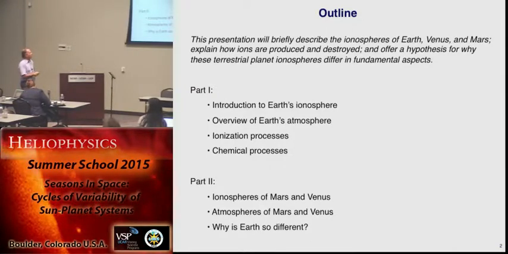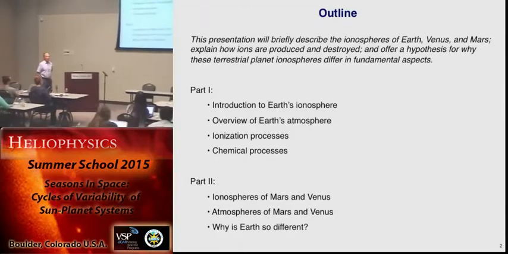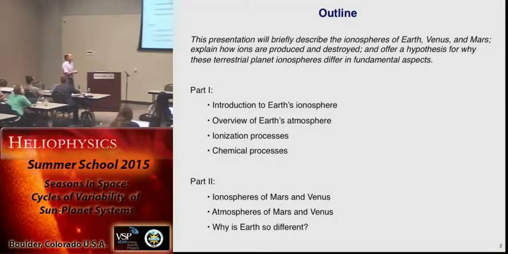So in this first session, I'll give an introduction to the Earth science. Basically, we'll talk about Earth. And I'll give you a very basic introduction to why there are ionospheres and what they do. And in the second part, I will talk about Mars and Venus, their atmospheres, which explains their ionospheres, and discuss a little why Earth is so different, or why Mars and Venus are so different, depending on your point of view.